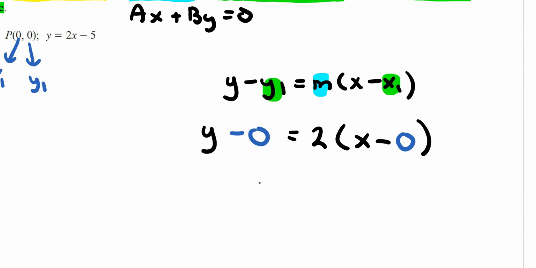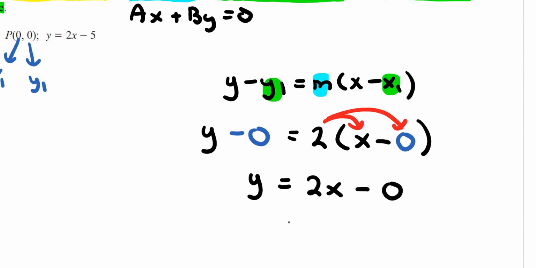So y minus 0 is going to be y, and then on the right-hand side, I can distribute that. And if I do that, I get 2x, and then 2x minus 0. Final answer here is y equals 2x.